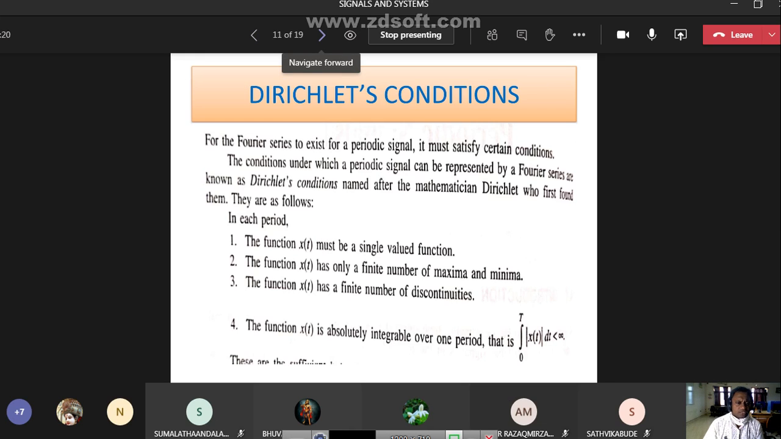Now, Dirichlet conditions we have seen. The function x(t) must be a single valued function, that is, it must have only one value at any particular time. The function x(t) has only a finite number of maxima and minima in a period. The function x(t) has a finite number of discontinuities. Like that, 1, 2, 3. And the function x(t) is absolutely integrable over one period, that is, the integral from 0 to T of mod x(t) dt is less than infinity.